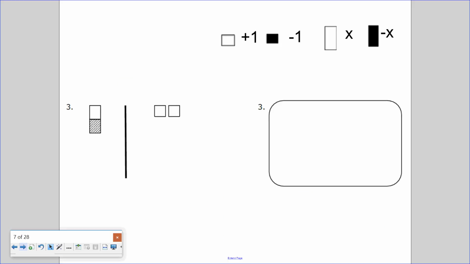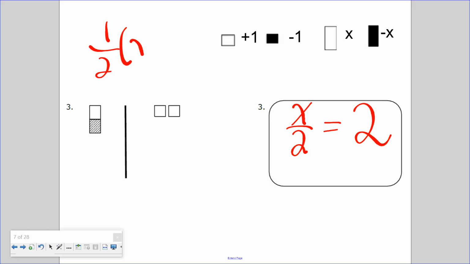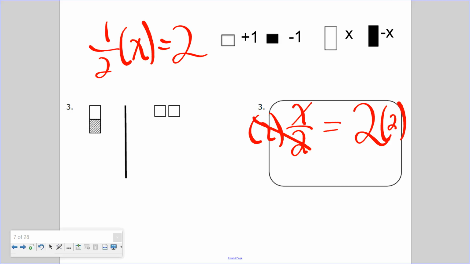Let's do it algebraically. This represents half of x equals 2. You can also rewrite it as x divided by 2 equals 2. It means the same thing. So we need to isolate x. What is the inverse operation of divide by 2? The inverse of divide by 2 is times 2. So we multiply by 2. This cancels out. Before you say, why does it cancel out?